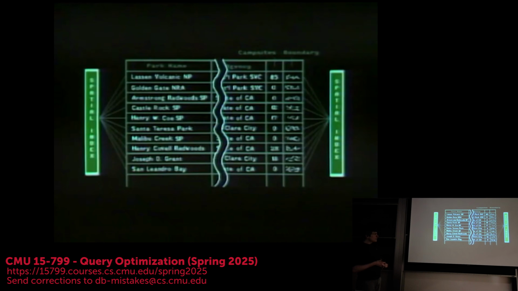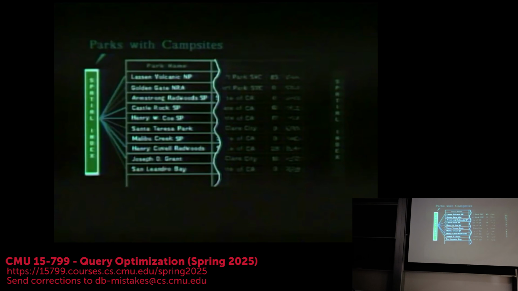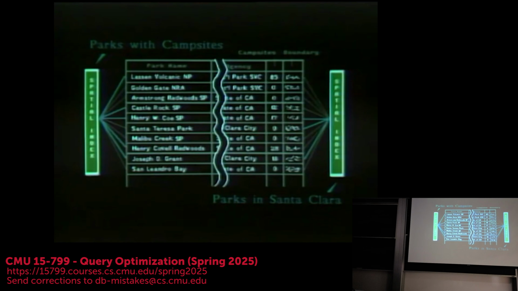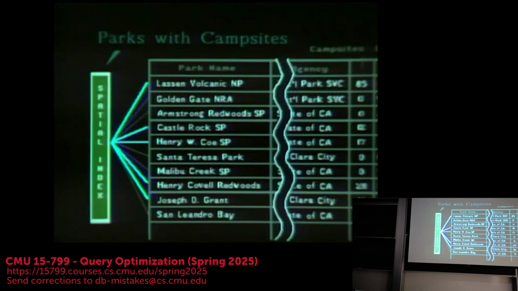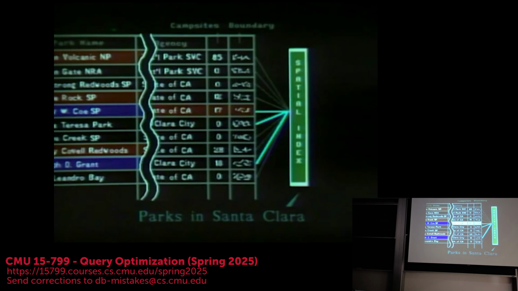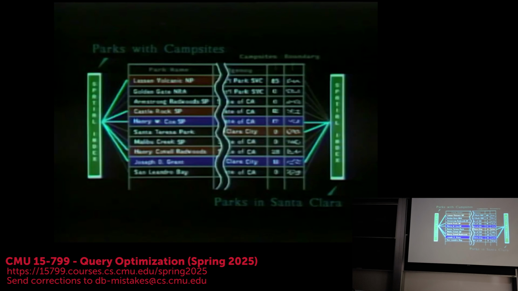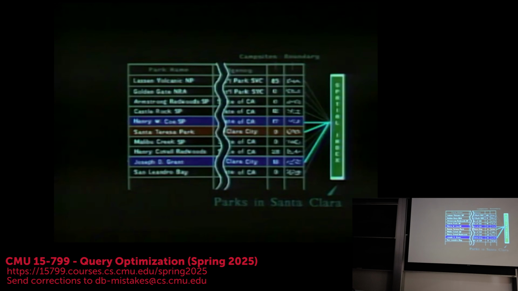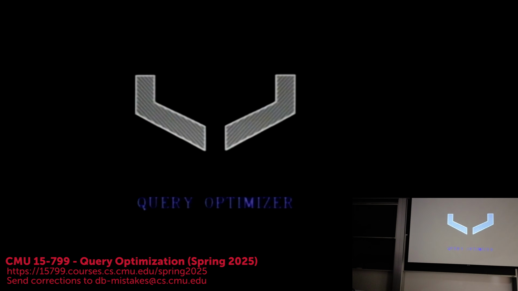An index to all parks having campsites, and a second index to all parks in Santa Clara County. The query optimizer is able to tell that the index to parks with campsites would cause more rows to be examined than the index to parks in Santa Clara County. Therefore, the optimizer chooses to access the data and answer the query using the index to parks in Santa Clara County. How did the optimizer know about the strategy using our new spatial index and what it could do?